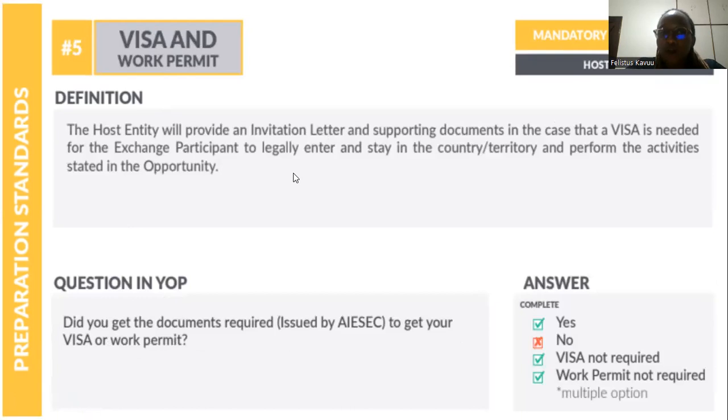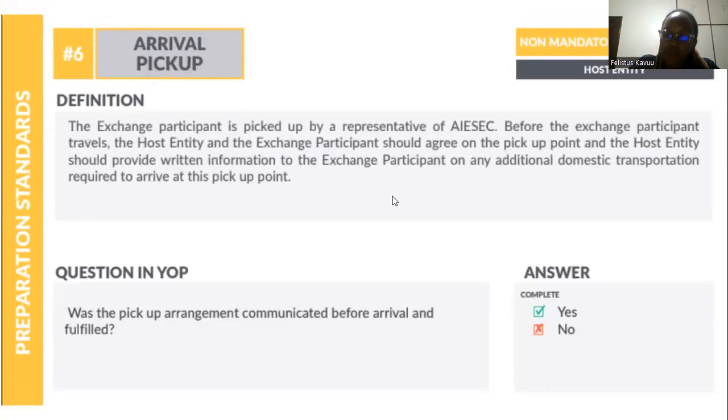So, visa and work permit. The definition for this is that the host entity will provide an invitation letter and supporting documents in the case that a visa is needed for the EP to legally enter and stay in the country. Remember, visa support. At the bottom, we see how the question will be asked, so take note of that. Next, we have arrival pickup.